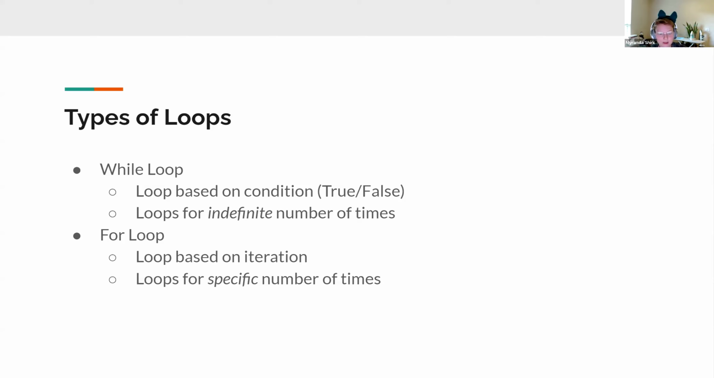A for loop is a little different. A for loop is based on iteration. Iteration means going through something a specific number of times. So it's going to loop a very specific number of times. You can tell it that you want it to loop 10 times, or you can tell it to loop as many times as the length of something. We'll look at that in detail.